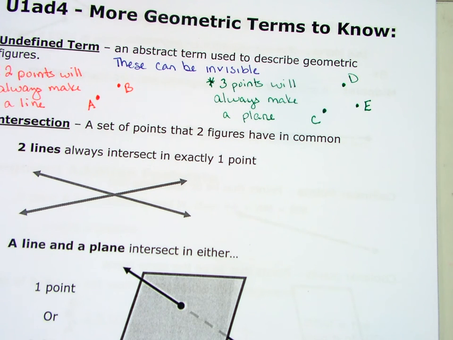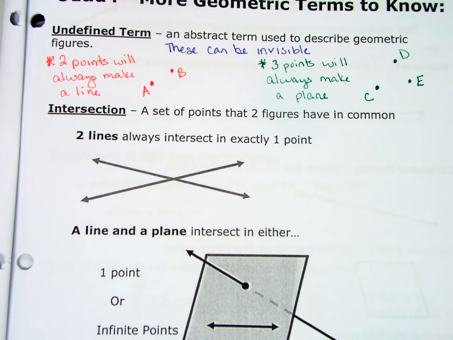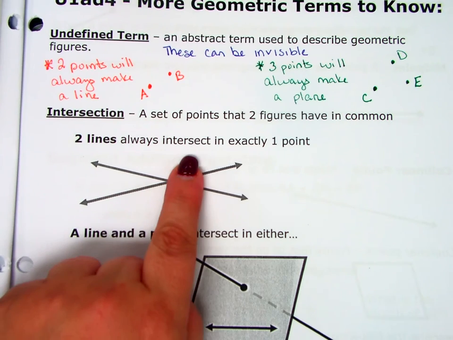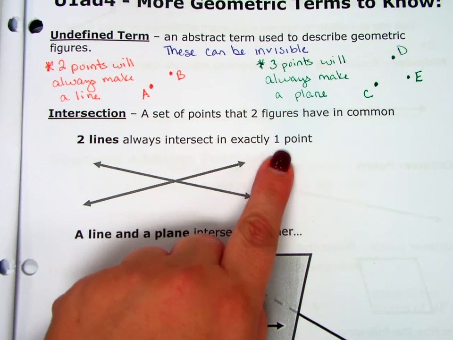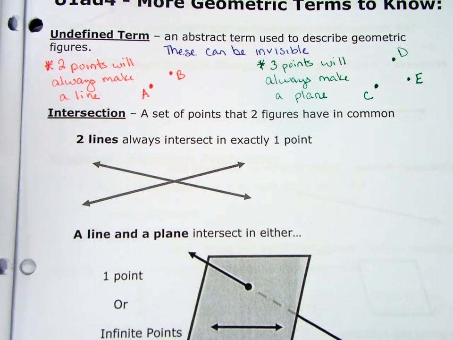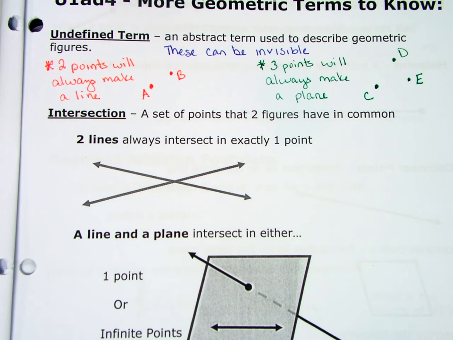Okay, now let's talk about what it means to be an intersection. An intersection is the set of points that 2 figures have in common. Okay? So 2 lines, if they cross each other, they're going to intersect in only 1 point. Okay? So if I see these 2 lines here, if I just asked you to describe this picture, I would say it's 2 lines intersecting. Right? And I know they're intersecting in 1 point.